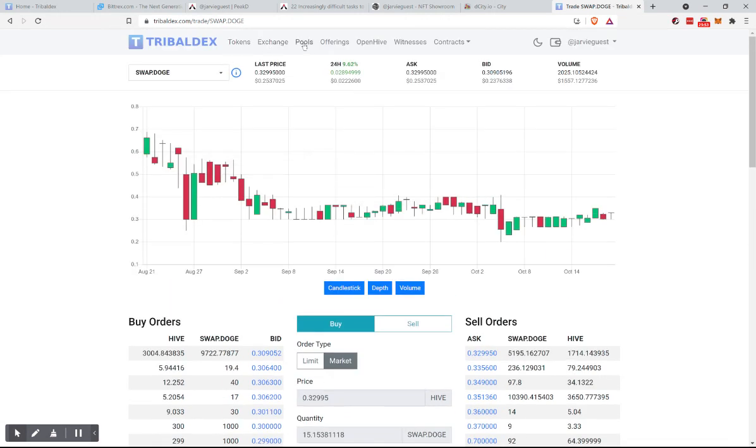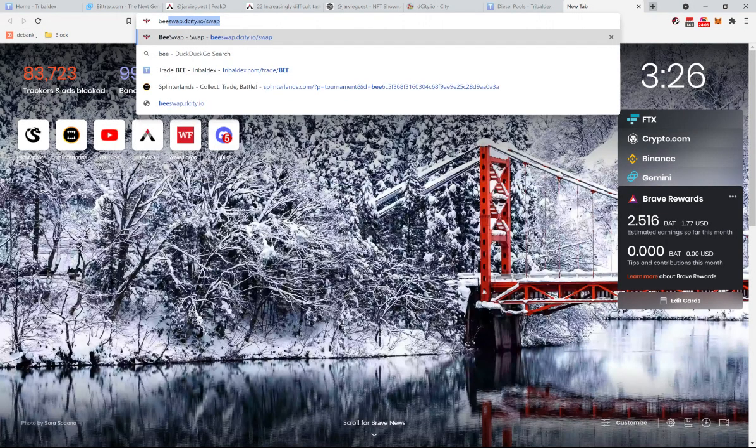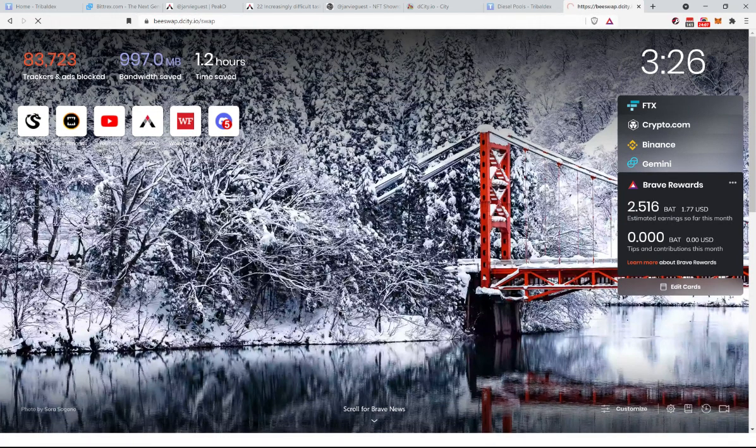Now we want to use a pool. Yep. And we can exchange in this pool. But should we show them another website? I happen to like bswap.dcity. Remember that game? Same designer of that game created this site.